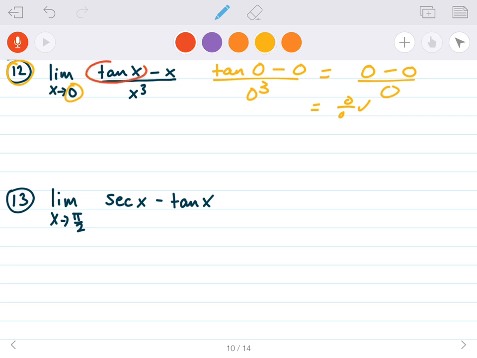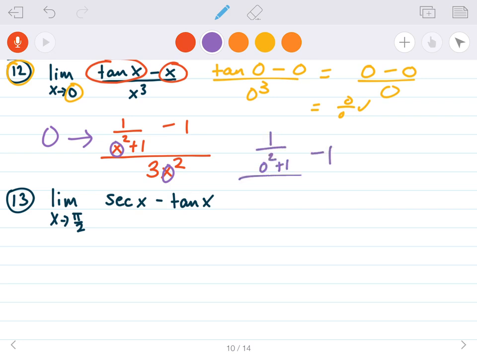All right. So the derivative of tangent is a special derivative. It's 1 over x squared plus 1. So the derivative of tangent x is 1 over x squared plus 1. The derivative of minus x is just minus 1. So that's my top derivative. And on bottom, using the power rule, my derivative is just 3x squared. Now let me plug in 0 for my x's and see what happens. I get 1 over 0 squared plus 1 minus 1 over 3 times 0 squared, which is 0. So I get 1 minus 1, so I end up getting 0 over 0, which means I need to use L'Hopital's rule again.